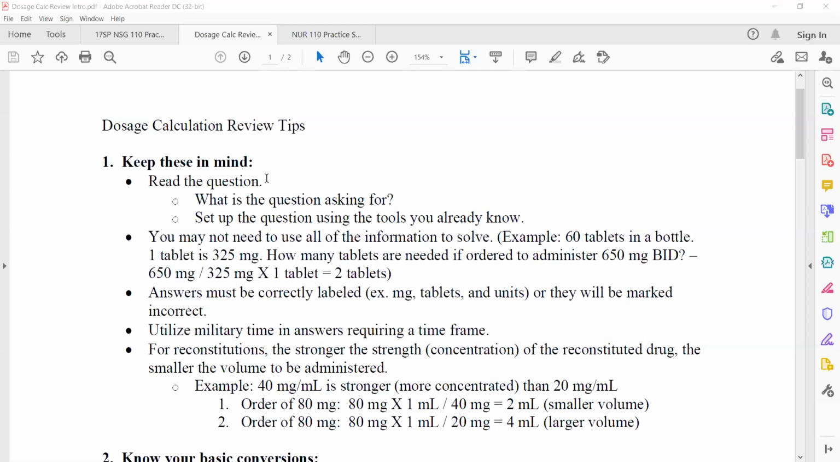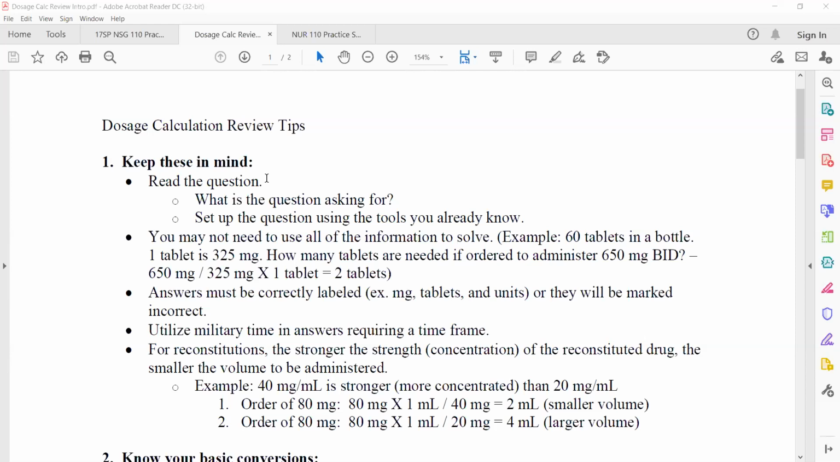Of the 25 questions, you can miss 2 out of the 25 and pass the test. If you miss more than 2, you're going to have to do some remediation, and then take a retest. And after the retest, if you don't pass it again, then they're going to take you out of the semester, and you'll have to repeat the semester next year, I guess in the fall. So it is important that you pass this.